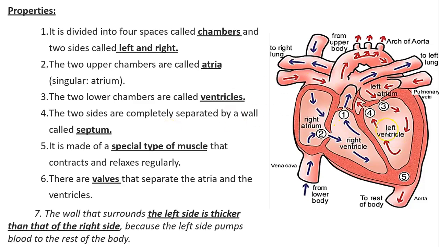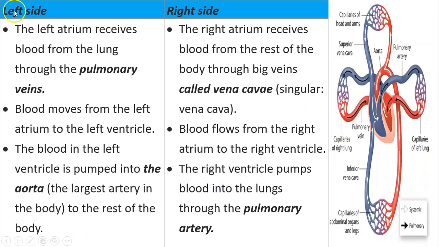This side needs to put more effort in order to be able to push blood everywhere in the body that are quite far away from the heart. Now, the left side contains the left atrium that receives blood from the lungs through the pulmonary veins, as we agreed before. Here we go.